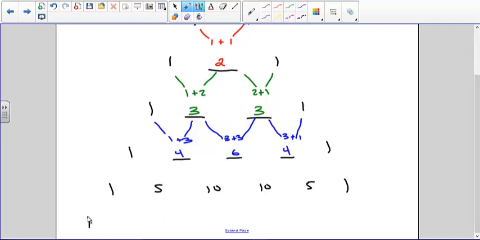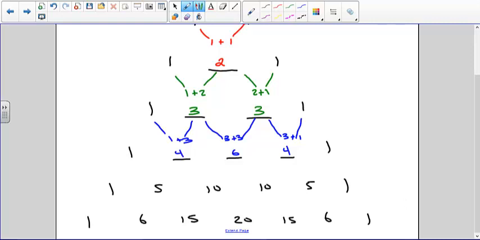So we put the 1s out here again. 1 plus 5 is 6. 5 plus 10 is 15. 10 plus 10 is 20. 10 plus 5 is 15. 5 plus 1 is 6. You can just keep going on for as long as you want to. That's called Pascal's triangle.